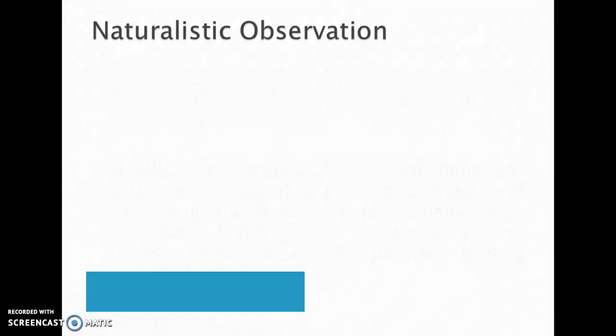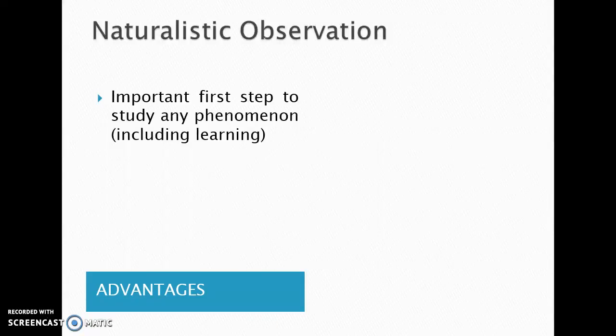But like anything else, there are advantages and disadvantages of naturalistic observation. Let's talk about the main advantage. It is a very important step to study any phenomenon, and that includes learning, because if we're trying to figure out what environment is best for a baby to learn in, then go wherever the baby is. You don't have to manipulate the baby.